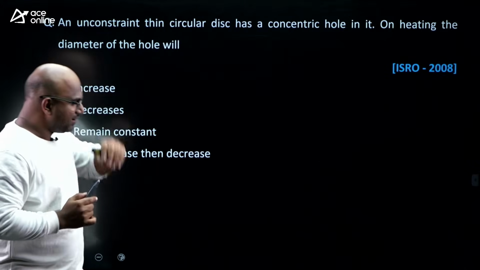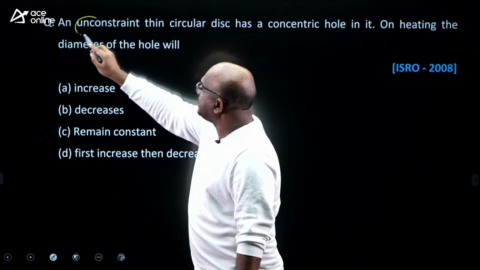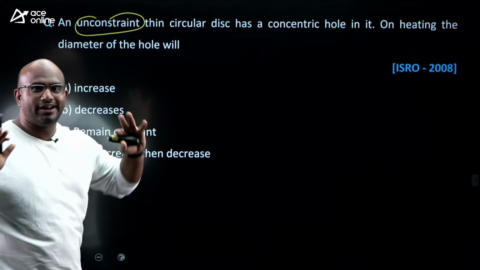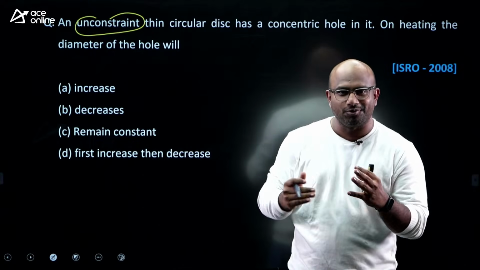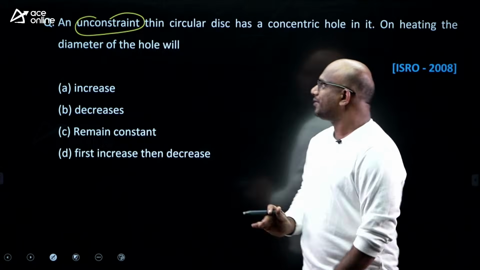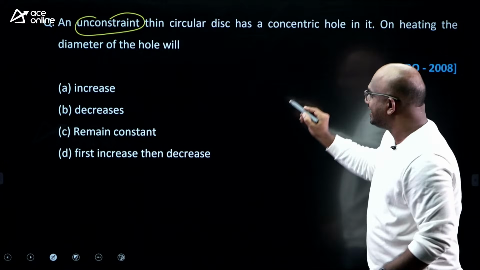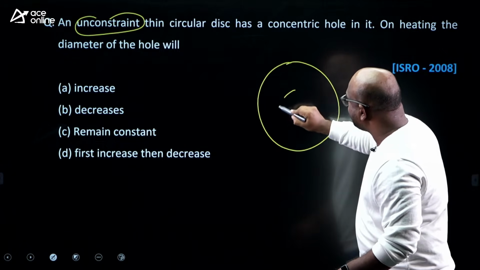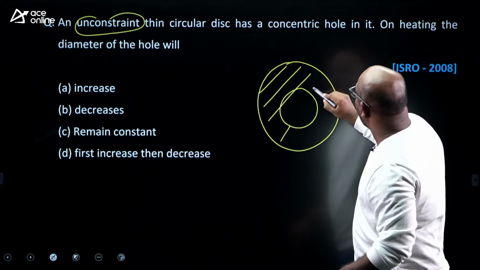Yes. Next, please go through this question. An unconstrained thin circular disc has a concentric hole on it. This is the question. Most of the students, guys, try to give the wrong answer. Please think carefully and give the answer properly, guys. Unconstrained means it is not restricted. This is a disc I am having, guys. Concentric disc, guys. There is a hole in it.